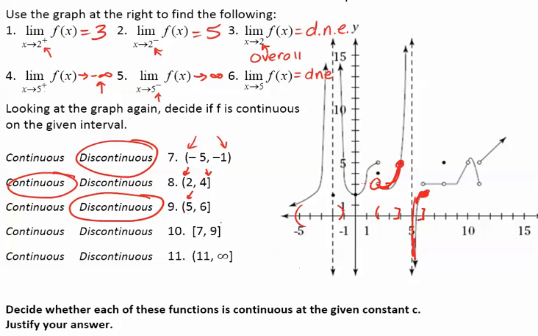Okay, how about the closed interval from 7 to 9? Again, let me remove some of my markings here. So the closed interval from 7 to 9, and let's take a look at the graph. You can see our problem there is right in the middle. There is a removable discontinuity.